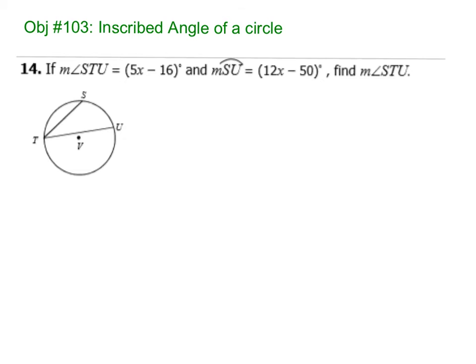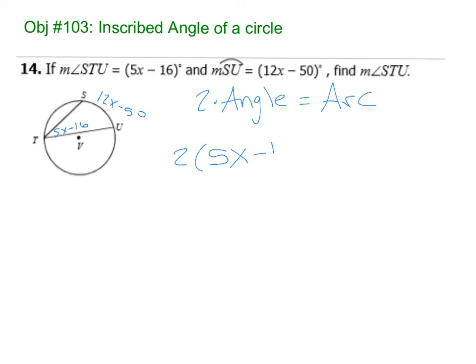All right, pause the video. At least try to make the equation on your own. So SU is 12x minus 50. Angle STU is 5x minus 16. Again, I'm going to double my angle equals my arc, right? 2 times the angle equals the arc. So 2 times 5x minus 16 equals 12x minus 50.